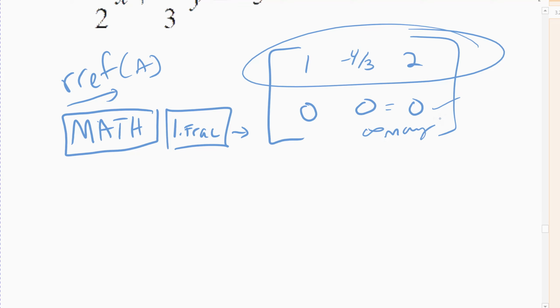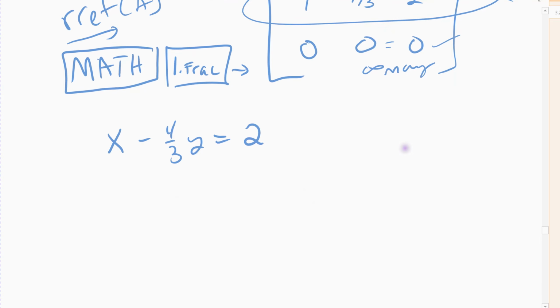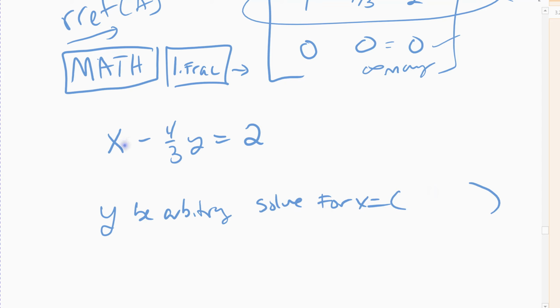Which means I have to set it up, so I use this as my equation. Remember, xy equals my constant, and so my equation is x minus 4 thirds y equals 2. Because of the nature of the Gauss-Jordan, it's easier to put it in terms of y. So I'm going to let y be the arbitrary variable, which means I'm going to solve for x. It's really easy to solve for because you already have the 1x, so I just have to move the y term over. And so I get x equals 4 thirds y plus 2.